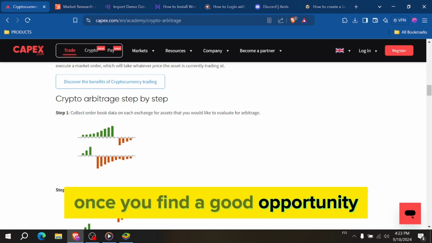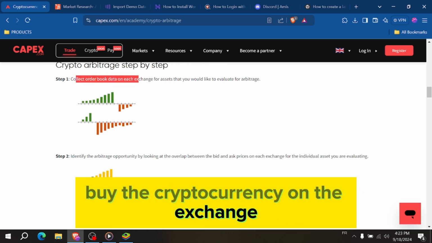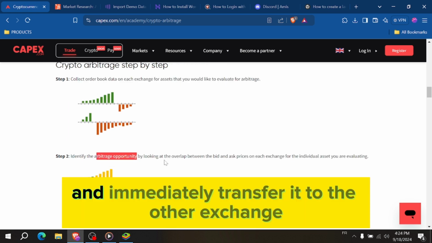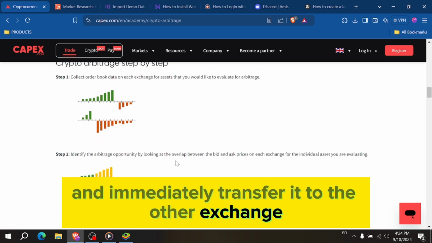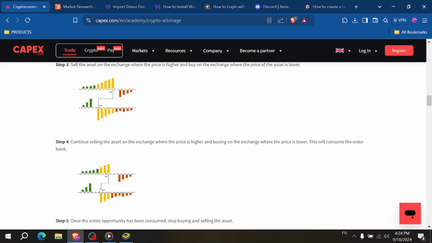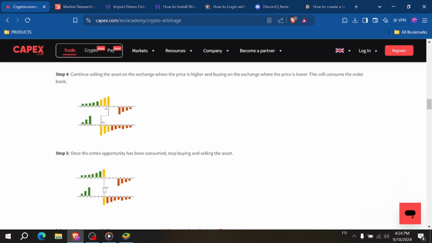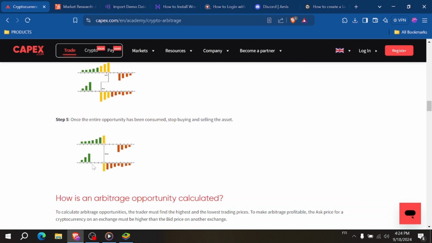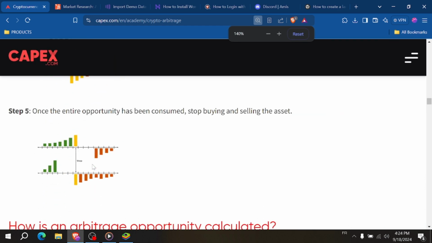Once you find a good opportunity, buy the cryptocurrency on the exchange with the lower price and immediately transfer it to the other exchange where the price is higher and sell it for a profit. Be quick as price gaps can close very rapidly. That's how you can make money through crypto arbitrage. Remember to factor in fees and transaction times to maximize your profit.